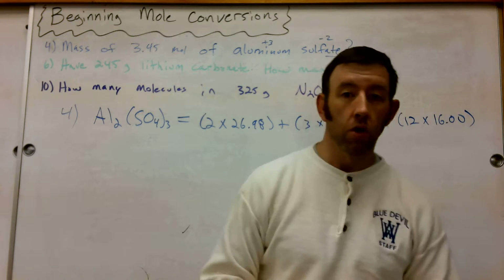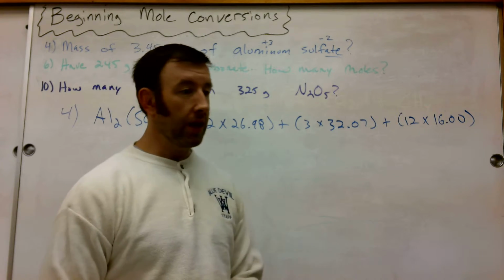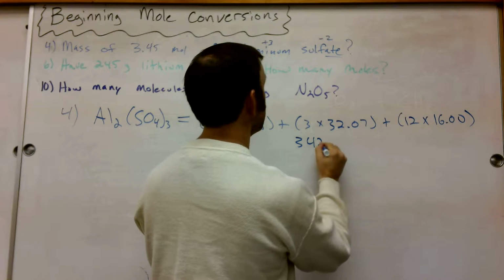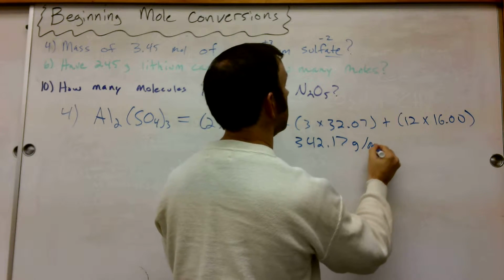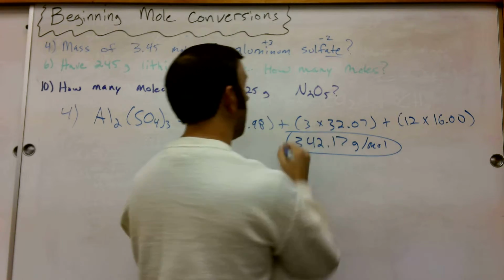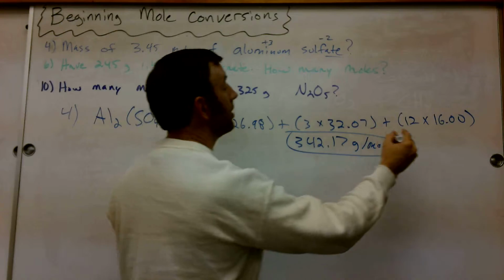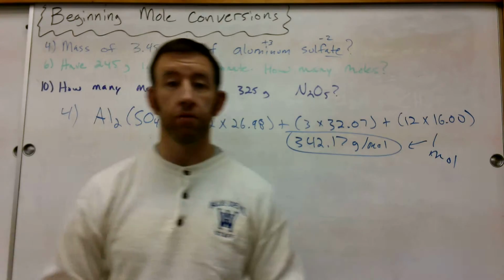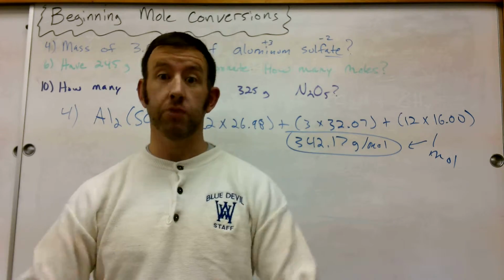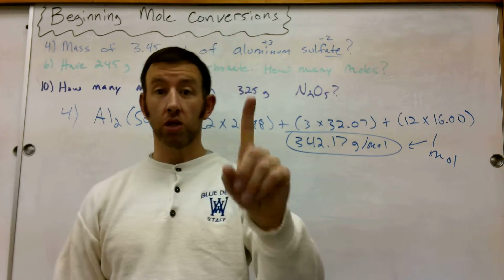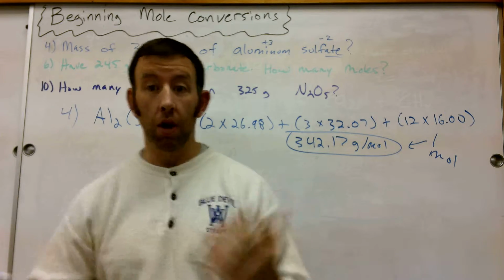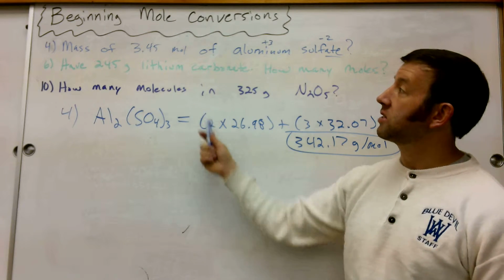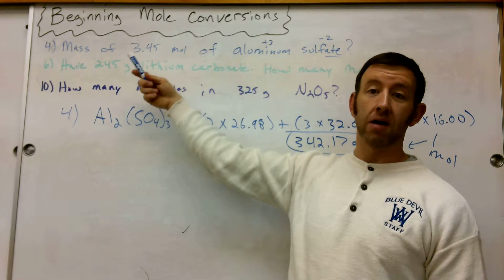So I plug numbers into my calculator, and when I do that I get a mass of 342.17 grams per mole. So that is 1 mole of aluminum sulfate. That's what molar mass means. That's the mass in grams of a single mole of whatever compound we're looking at. So this is aluminum sulfate, and that's the mass of 1 mole. Now, the question is, what's the mass of 3.45 moles?